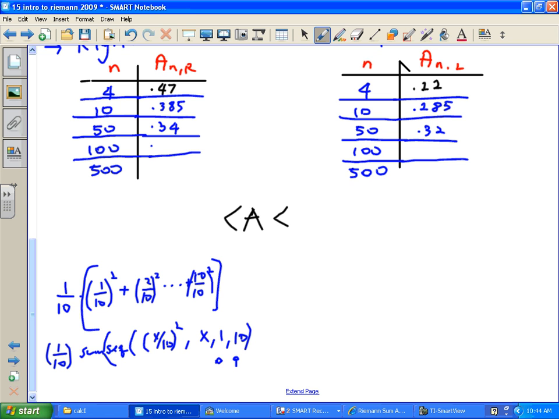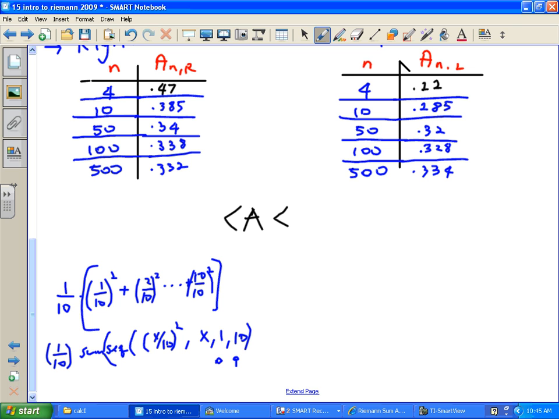Excellent, Daryl. Did anybody get to 100 for the right sum? Yes, Christine? 0.338. And the left sum? 0.328, something like that. Okay. Anybody did 500? Yes, Hazel on the back. For the right sum, you got 0.334. And for the left sum, 0.332. It's becoming pretty obvious now where this is going to end up.